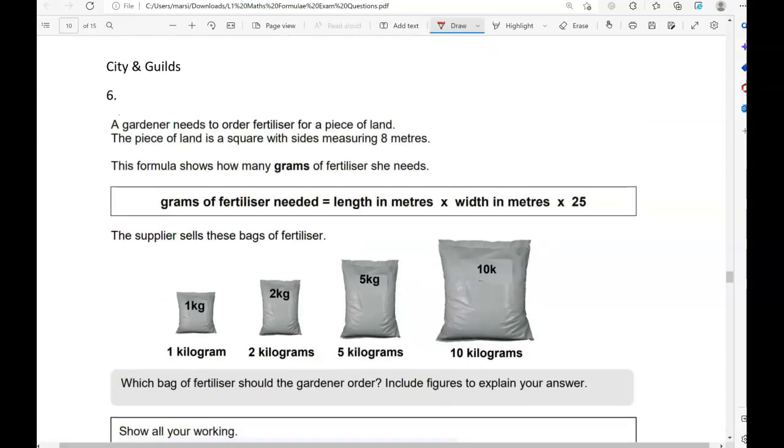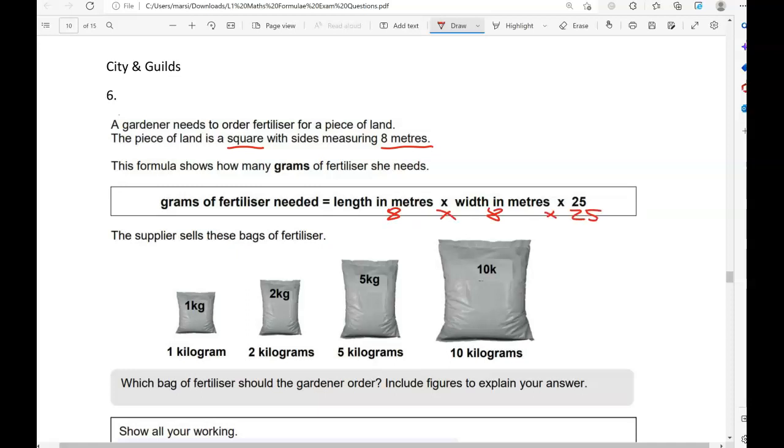A gardener needs to order fertilizer for a piece of land. The piece of land is a square with sides measuring 8 meters. This formula shows how many grams of fertilizer she needs. We've got grams of fertilizer needed is equal to length in meters times width in meters times 25. Which bag of fertilizer should the gardener order? Include figures to explain your answer. Show all your work. So we've got length and the width being 8 meters because the piece of land is a square. So 8, 8.